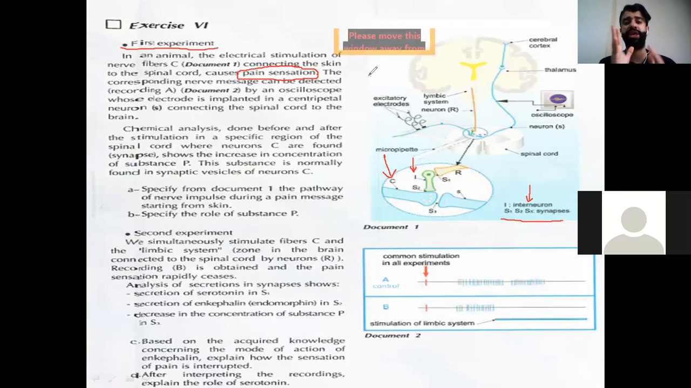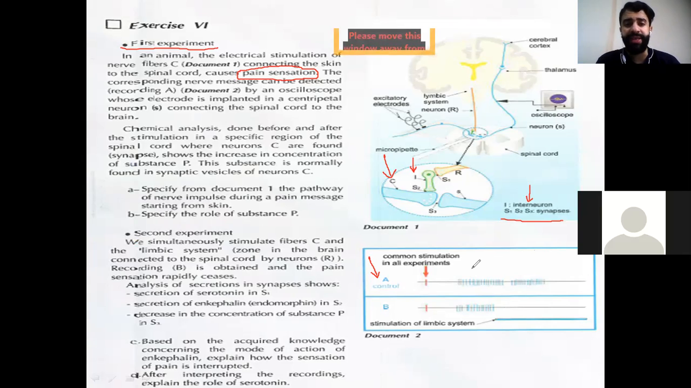So here, first I want you to know the meaning of pain sensation and what is responsible for the pain sensation. Let's continue. The corresponding nerve message can be detected in recording A. This is recording A, it's the control. It's used to compare and explain the results. Here we have a high frequency of the nerve message.